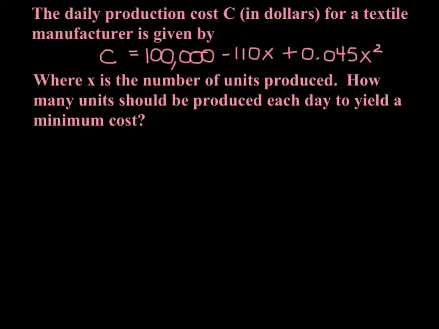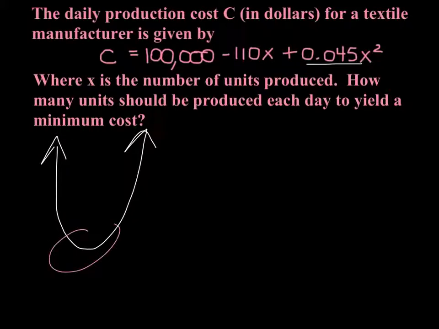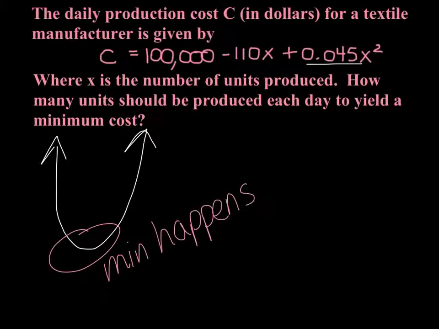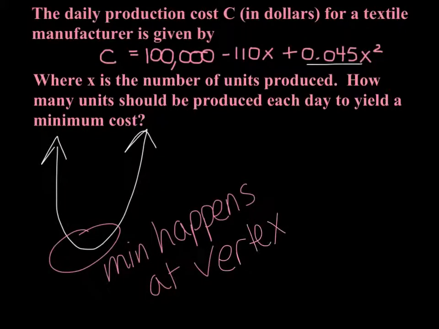So what I said in class was, think about the way this opens. Because the A value is positive, it opens like this. So the minimum cost is going to happen at the vertex. So we have to figure out that x value. So I'm going to find that not by completing the square, but by writing this down and plugging in my b and my a.